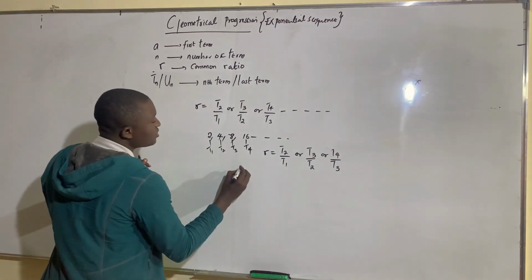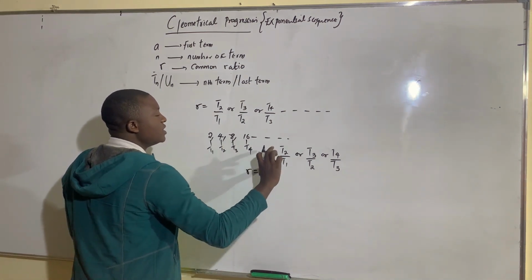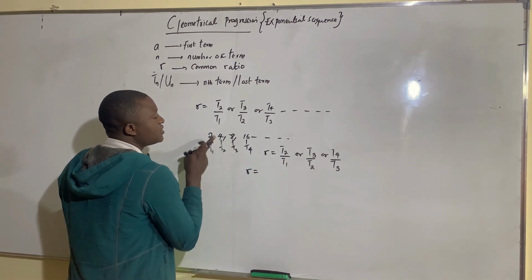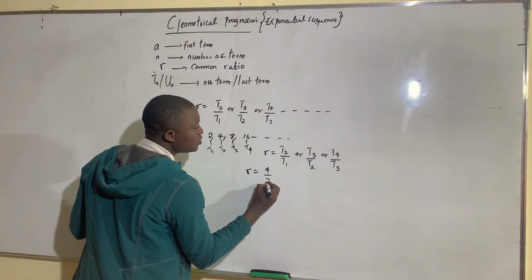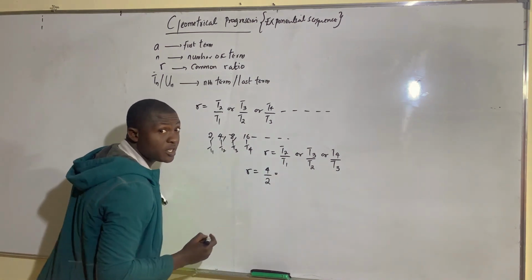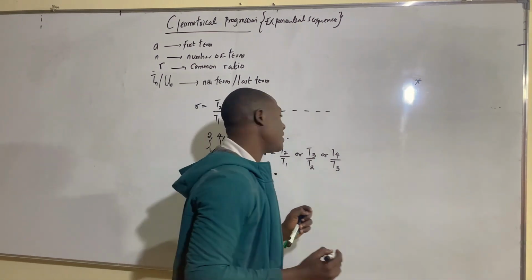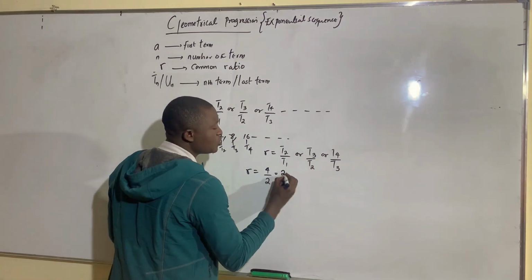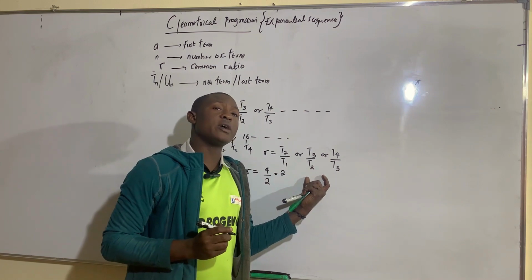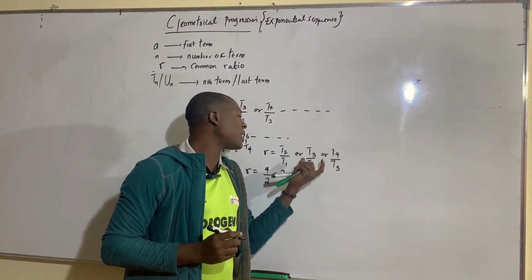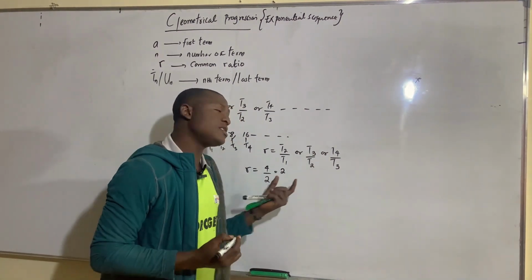If you look at the second term here, it is 4. That is 4 over 2. How many 2s can we get in 4? Exactly, 2 in 4, of course, you are going to have 2. Even if you apply the other one, the third term over the second term, you are still going to have the same result.